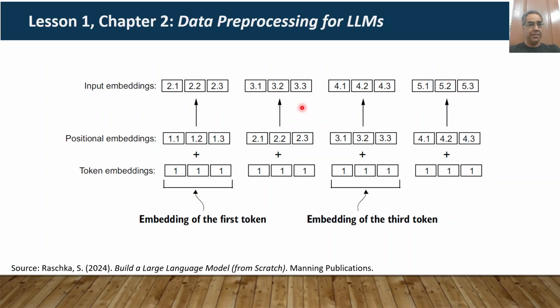As you can see, the positional vectors have the same dimension as the original token embeddings. This is just an example.